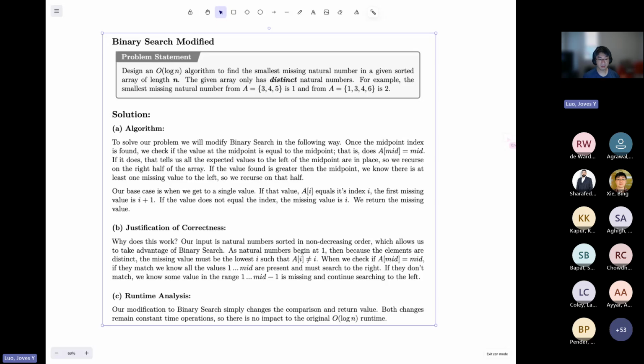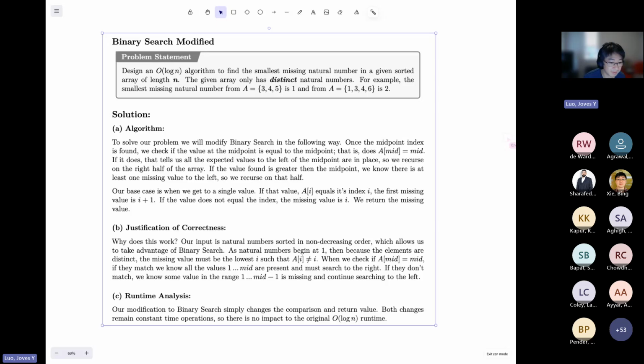Because the numbers are distinct, if the lowest value of I where A of I is not equal to I, that tells us something. That tells us which way to shift. And if A of I equals I, that tells us which way to shift. If numbers are allowed to be the same, a gap could be filled with a different number, and you wouldn't know that there was a gap, right?